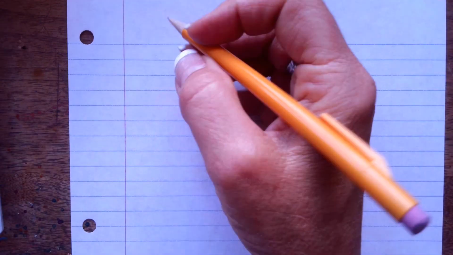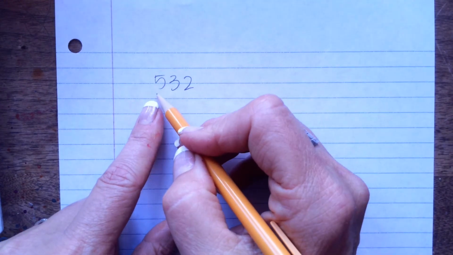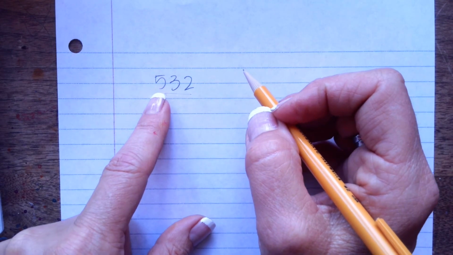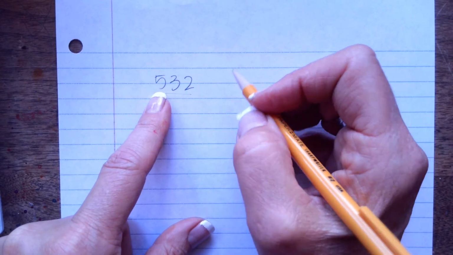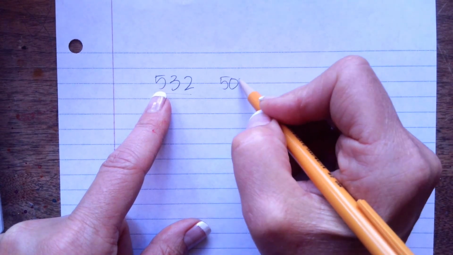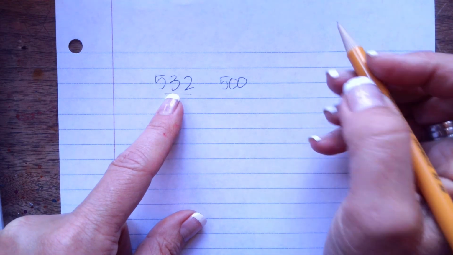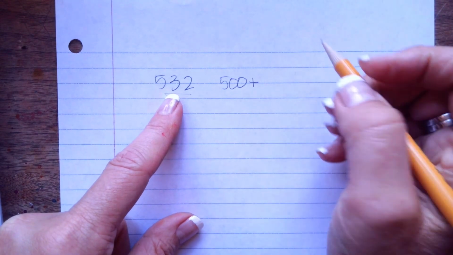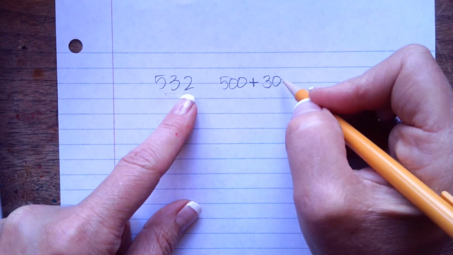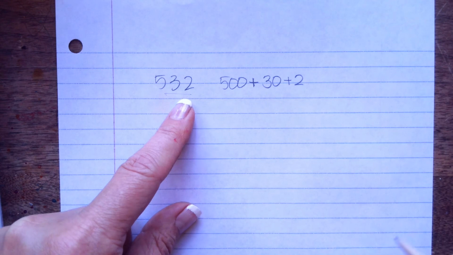So expanded form means that we have a number like this, and instead of just writing it in this form, which is called standard form, like a regular old form that we use to write numbers, we're going to expand it out. So we're going to first find what this 5 stands for. It's in the hundreds place, so it stands for 500. Then we're going to move to this and ask, what does this 3 stand for? And we're going to put a plus 30. And then what does this 2 stand for? And this is expanded form.